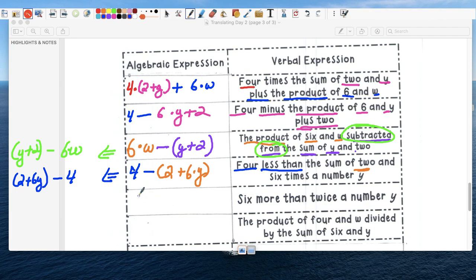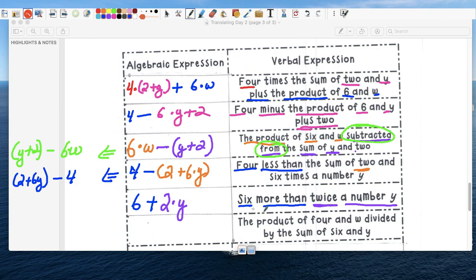Next one, 6 is 6, 6 is 6. More than is plus. Twice, remember what twice is. So toda vez que ustedes ven twice, every time you see twice, you can put 2 times a number y. Okay, there you go. So 6 plus 2 times y. That's what twice means.